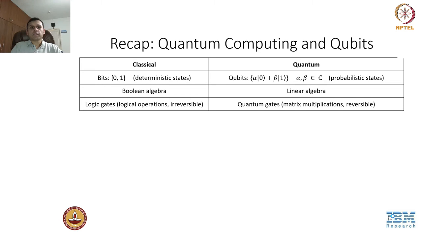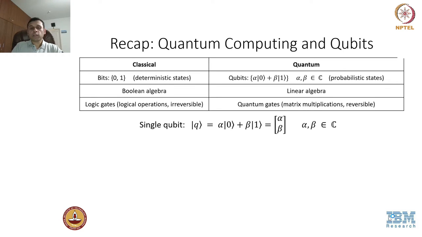You learned that in classical computing, we have deterministic bits as opposed to qubits in quantum computing, which are probabilistic. You learned that quantum computing is built on linear algebra as opposed to the Boolean algebra that classical computing is built on. And finally, you learned that quantum computing is built on quantum gates as opposed to logic gates of classical computing. And it's the last row in this table that we're going to be discussing in depth today.